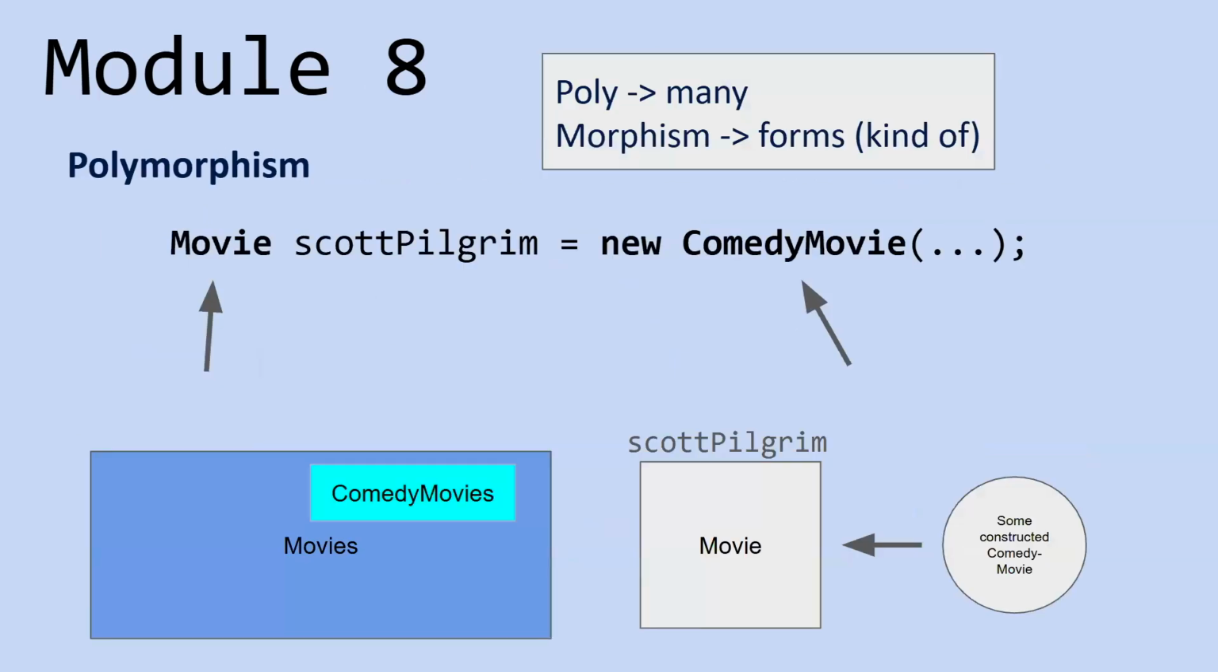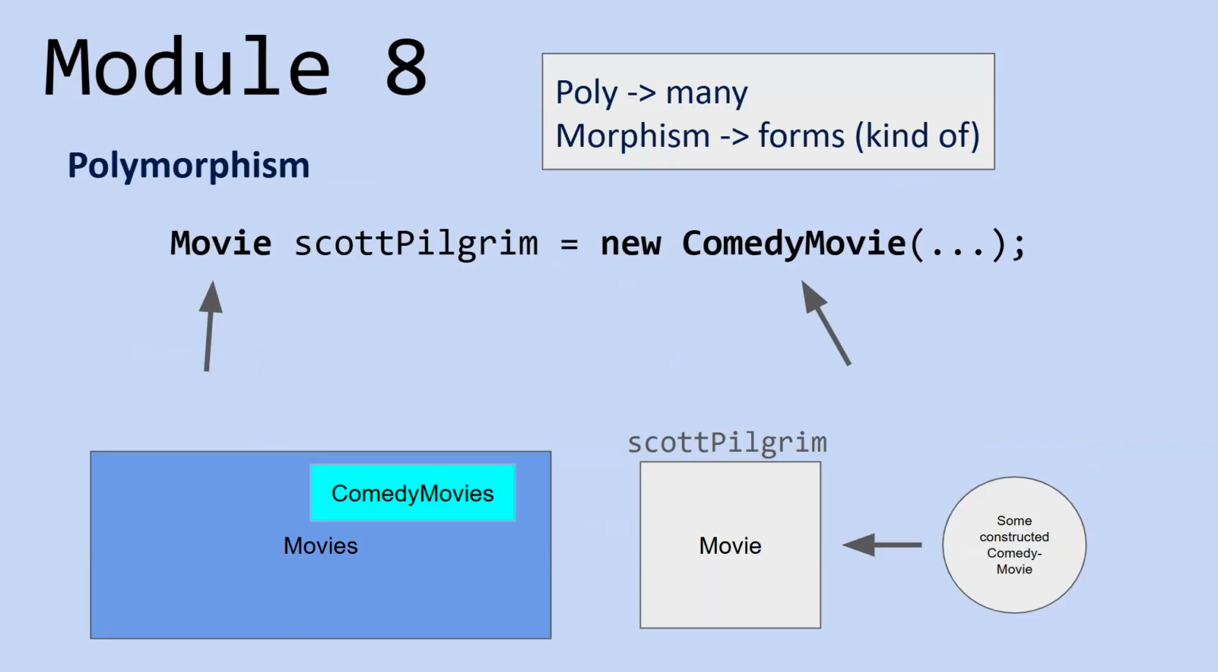So, and then now we have... okay. All right. And so now we have polymorphism. So we can just break down polymorphism into two parts. Poly kind of means many, and morphism kind of means forms.